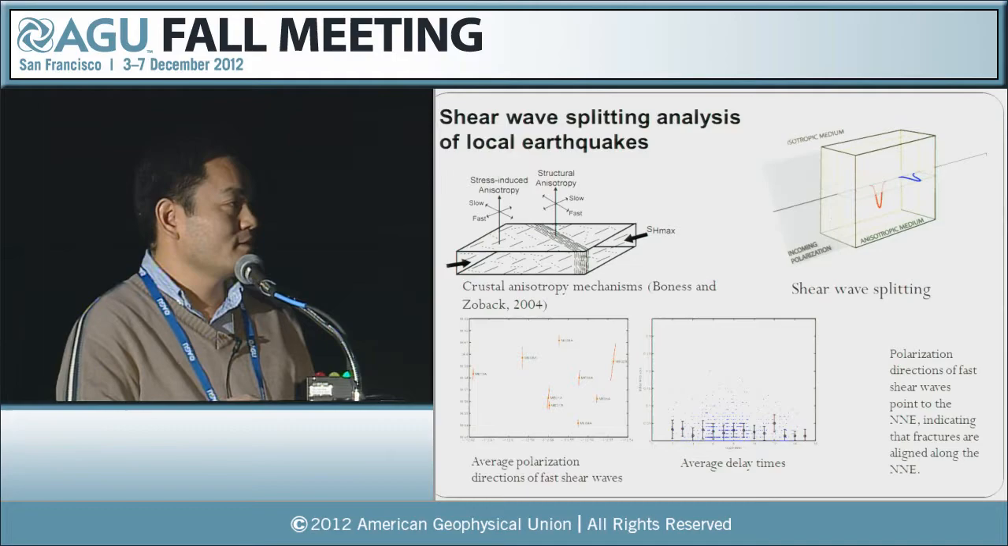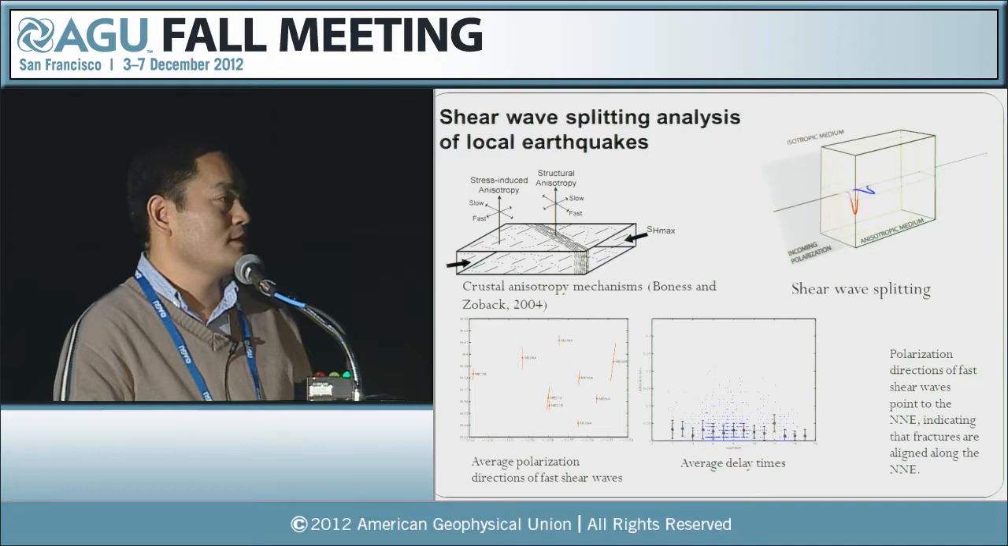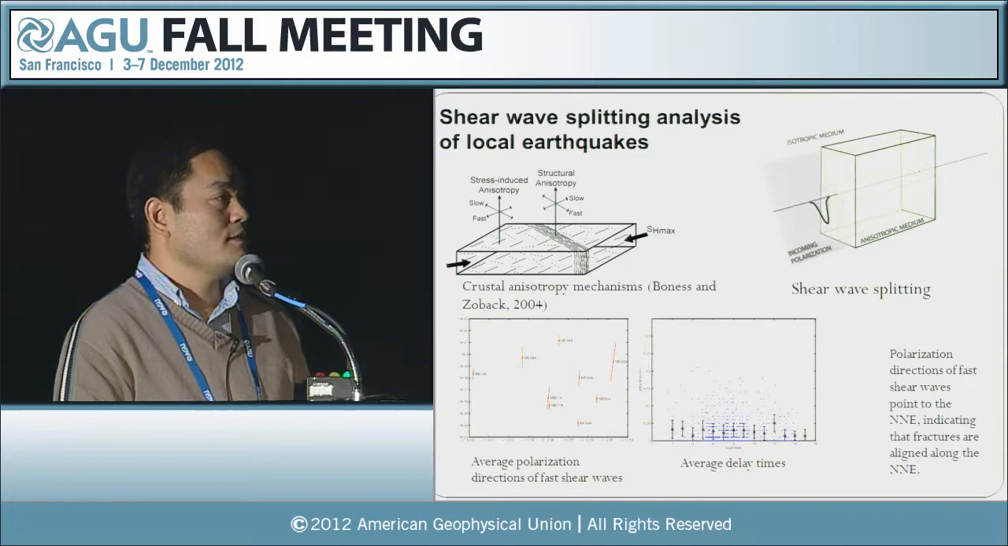We can use shear wave splitting to analyze the anisotropy, meaning that if a shear wave enters into an anisotropic medium, it will be split into fast and slow shear waves. We can use the delay times to characterize how strong the anisotropy is, and we can also use the polarization angles to determine along which direction the shear waves travel faster.